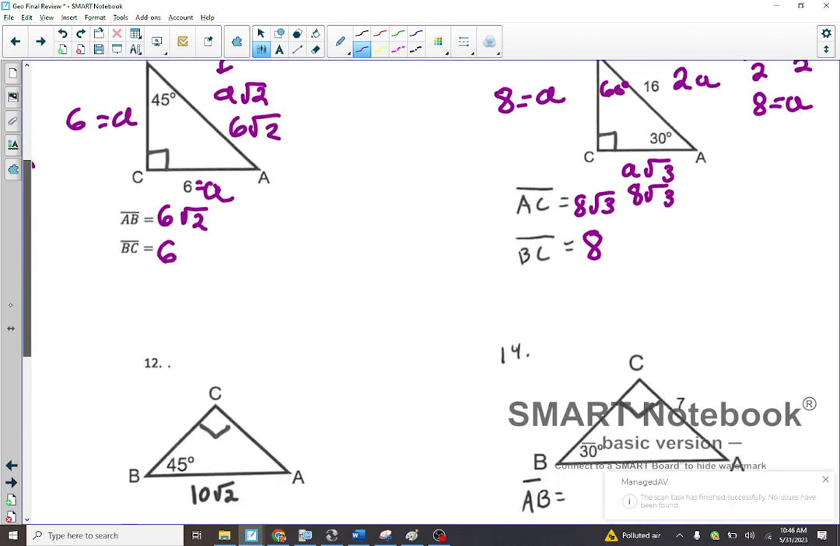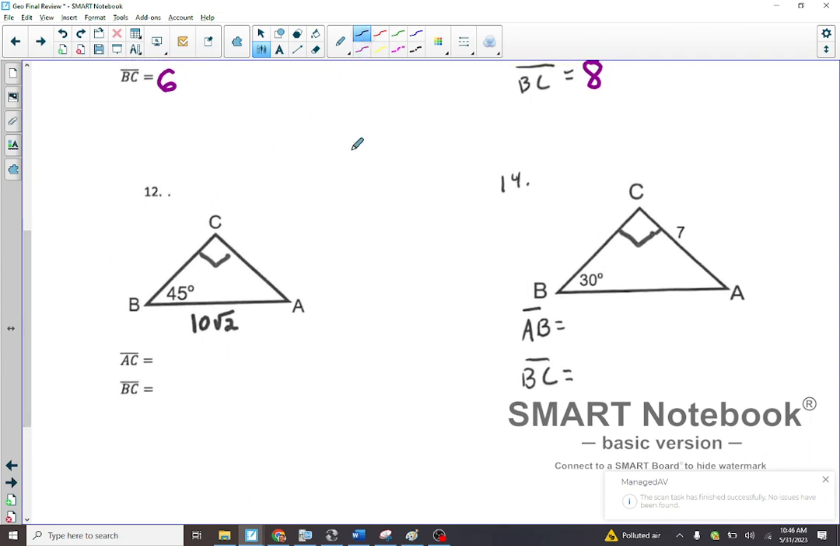All right. The next one is a little rotated, but we should be able to handle it. Remember, across the 45s are A's. Now let me use a different color. Across the 45s are A's, and across the hypotenuse is A root 2. In this situation, it should be obvious. 10 root 2 is A root 2, so what is A? Just 10. It's just the 10 in front. So this should be 10, and this should be 10. So AC is 10, and BC is 10.